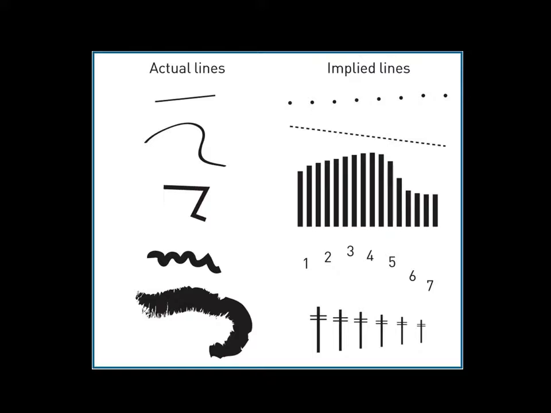For example, on the left side, we have different versions of what actual lines look like, those that are continuous marks between a beginning and an end. But on the right side, we have different versions of what implied lines look like, which are lines that we can discern even without a continuous mark. Notice the diagonal lines created in the top 2 examples on the right, or the sloping and curving lines created by the middle 2 examples as well.